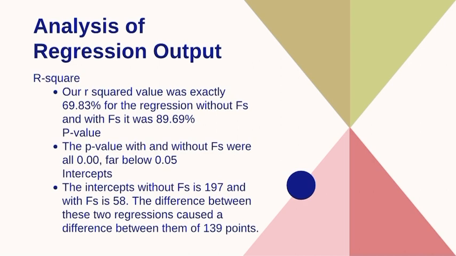Hi, I'm Brooke Parker, and I will be talking about the regression output. The R-squared value for the regression without F's came out to be 69.83%. The R-squared value for the regression with F's turned out to be 89.69%.